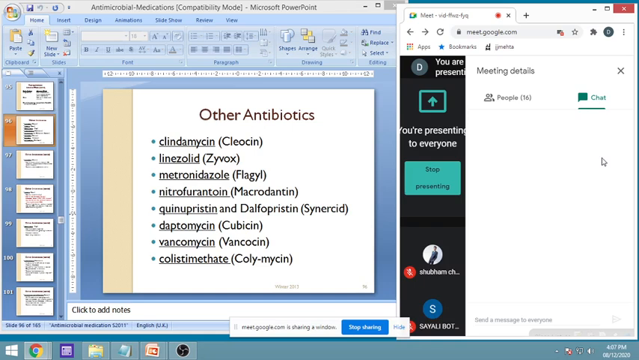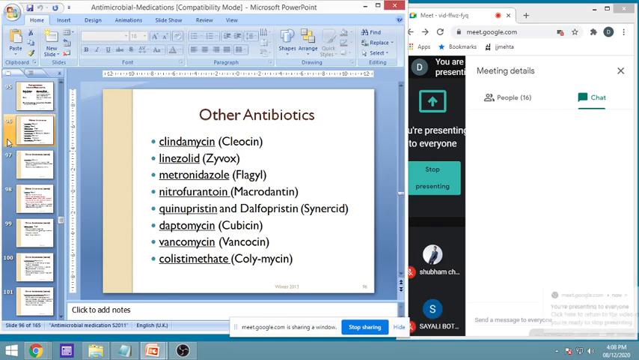So first, these are what? Clindamycin, linezolid, as such we have seen. Metronidazole is actually an anti-amoebic agent, but it has very good activity against anaerobic microorganisms. Nitrofurantoin, a very old drug. Then quinupristin and dalfopristin, then daptomycin, vancomycin, then cholestyramine. These are various antibiotic drugs which are not part of any big class, and individually they are very strong, just like chloramphenicol we have seen earlier.